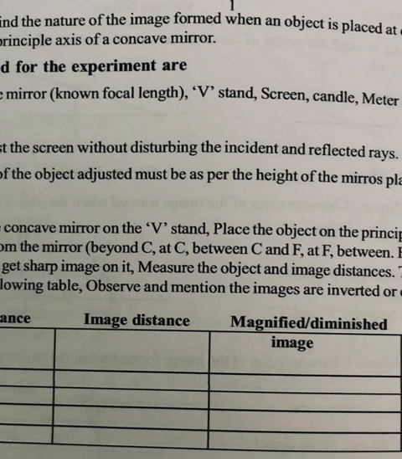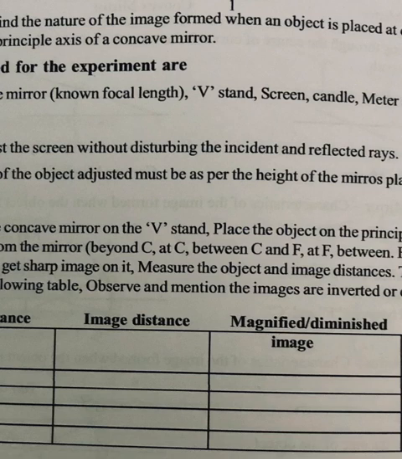Procedure: take a convex mirror on a V-stand. Place the object on the principal axis at different distances from the mirror, like at the center of curvature, beyond the center of curvature, between the center of curvature and the focal point, at the focal point, and between the focal point and the pole. Adjust the screen so that you can get a sharp image on it.